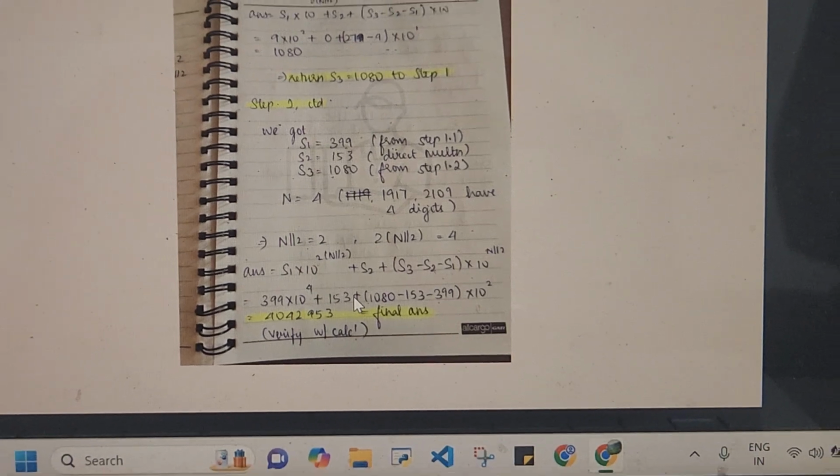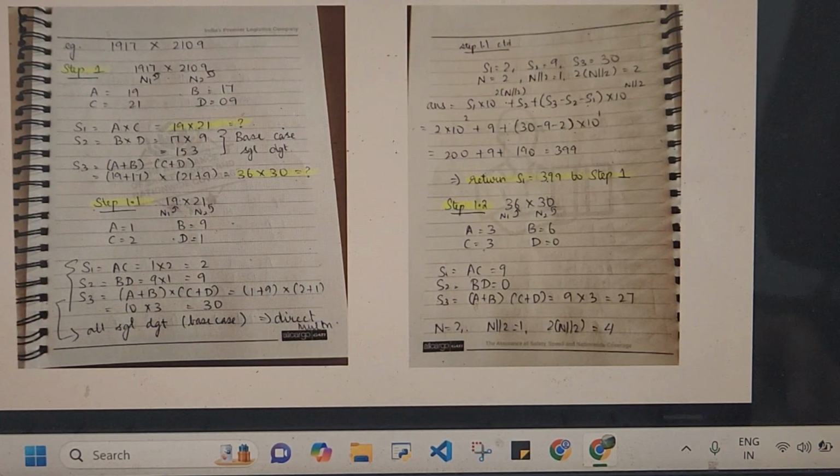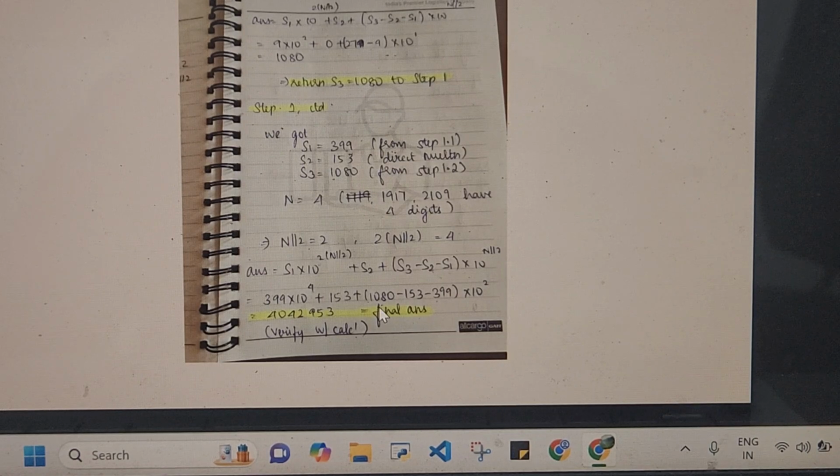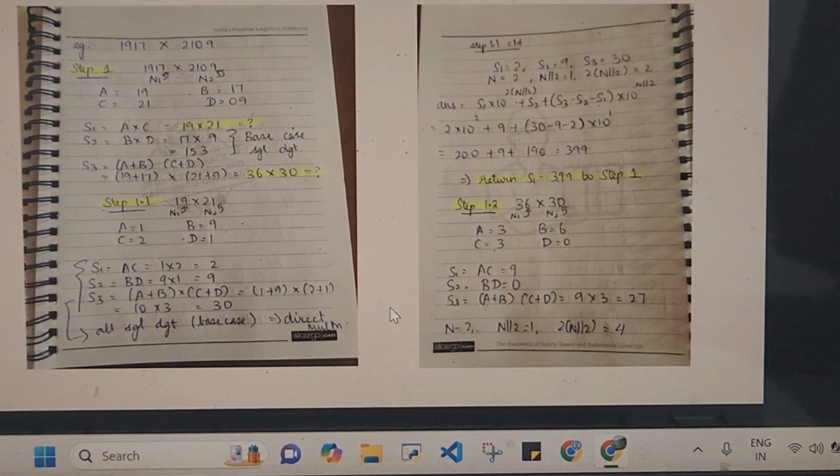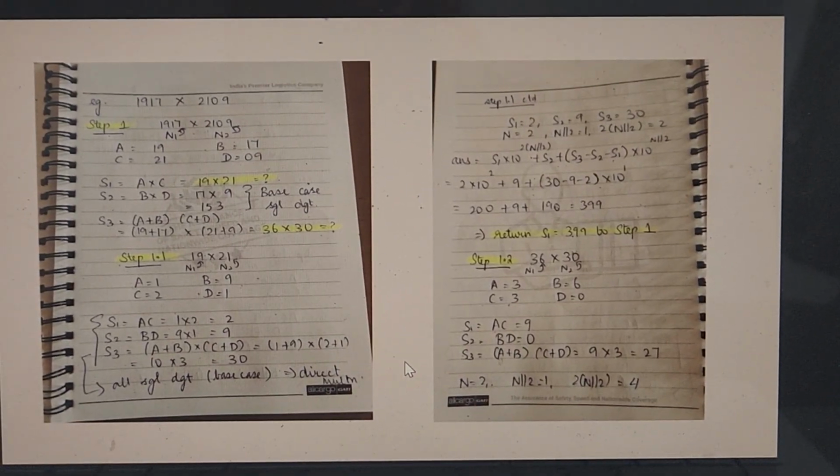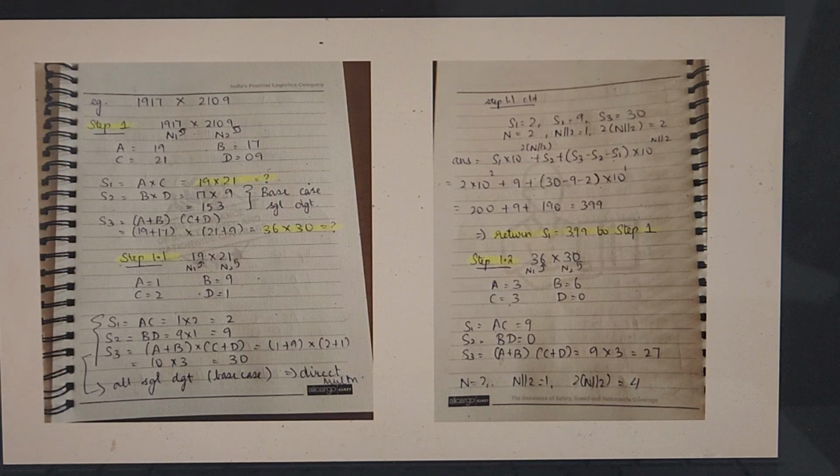Again I checked this with a calculator, and if you multiply these two numbers, 1917 times 2109, this is the answer we are getting. So I will quickly recap what we did. You take the number, you split it into two halves. Do the same with the other number also. If even one of the halves is going to be a single digit number, you can directly do your base case multiplication and get the answer. Otherwise, recursively keep repeating until you get single digits.